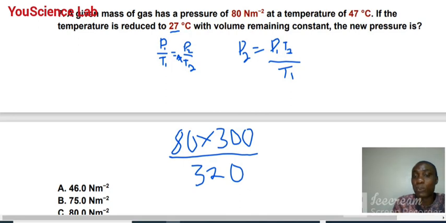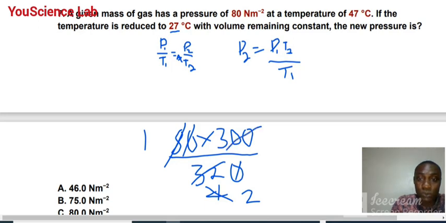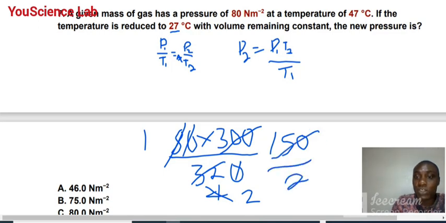Now watch how I'm going to work this out. This 0 will cancel out this. 8 here is 1, 8 here is 4, 4 here 2. Sorry, 2 here 2. 2 here is 150. And 150 divided by 2 is equal to 75. So the correct option is option B.